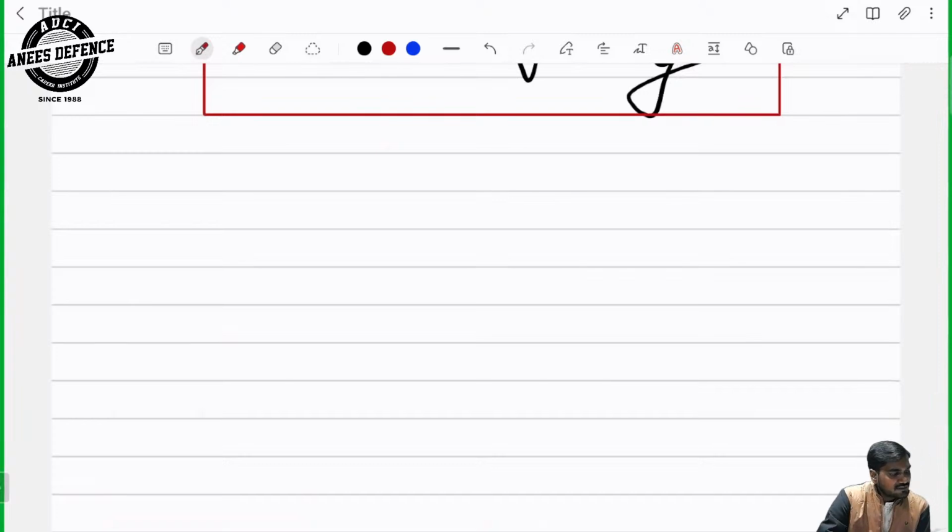Next, when a cyclist is making a turn on a horizontal road. Third application.